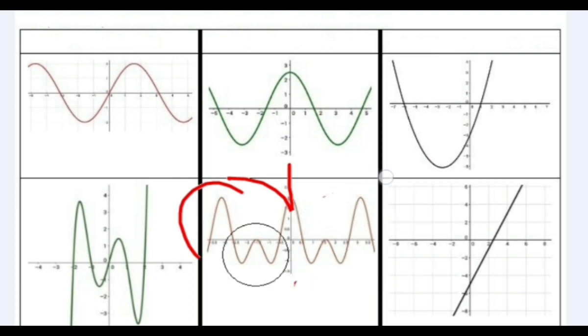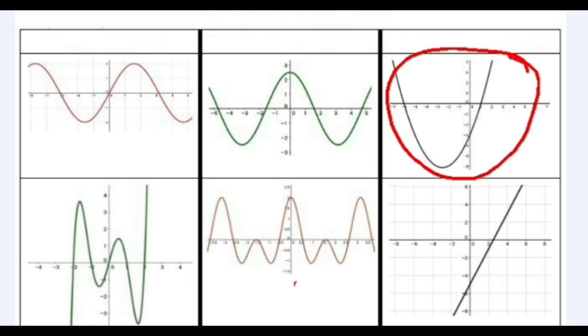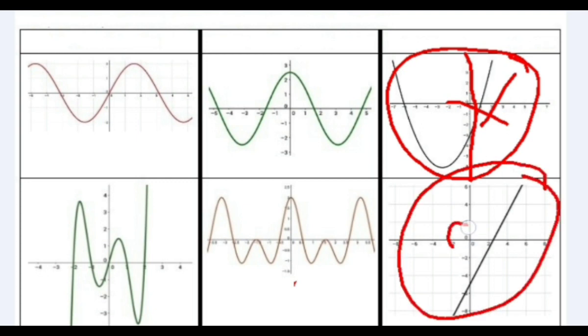Let's see if it's not even or odd. First of all, does this graph go through (0, 0)? No. So that's not odd. Second of all, we can go through the y-axis and see if it's reflected or not. Exactly the same? No, it's not. So this is neither. Same thing here. First of all, check if it's going through (0, 0), to see if it's odd or not. It's not. Then you check if the y-axis works as a mirror for this line. No, it's not. So it's neither.